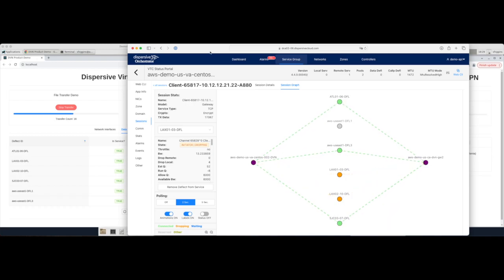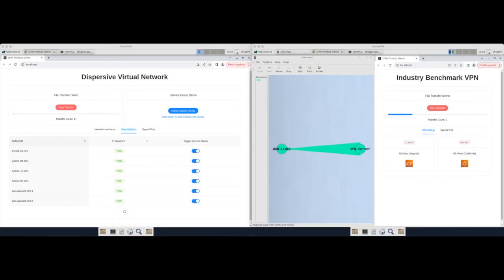We'll take one final look at the side-by-side comparison between the two systems. You can see that the VPN system is at 2 going on 3 file transfers, and the Dispersive system is at 18 going on 19 transfers. Even though we're using a highly secure protocol, we're approximately 9x faster in terms of overall throughput and data flow.